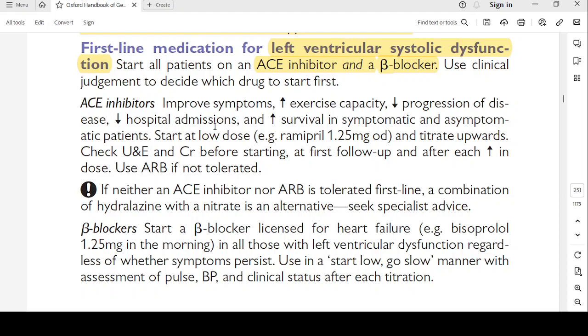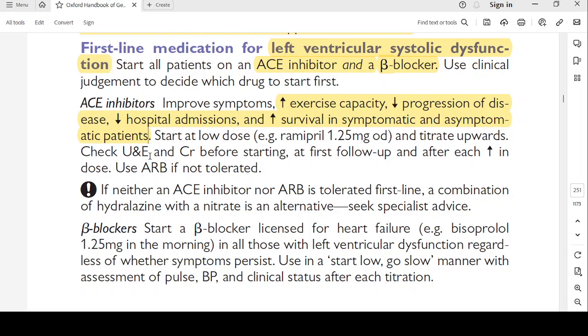ACE inhibitors improve symptoms, increase the exercise capacity, decrease the progression of the disease, decrease the hospital admissions, and increase survival in symptomatic and asymptomatic patients. See, this is one of the drugs that increase survival in heart failure. Start at a low dose, for example ramipril 1.25 mg OD, and titrate upwards.